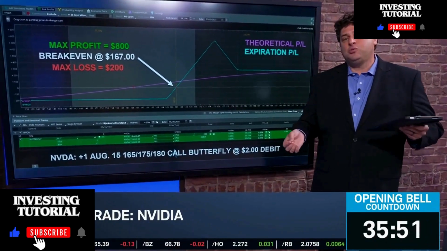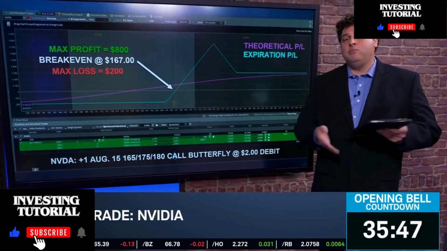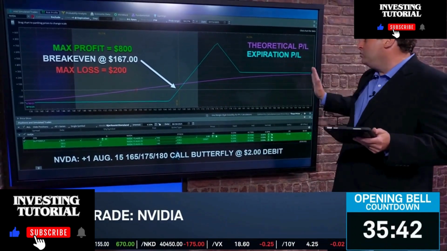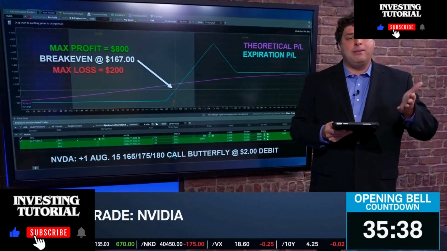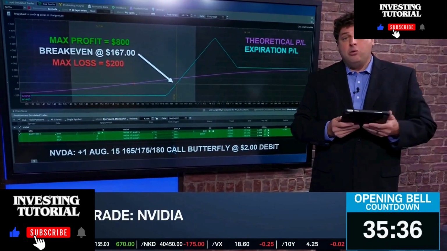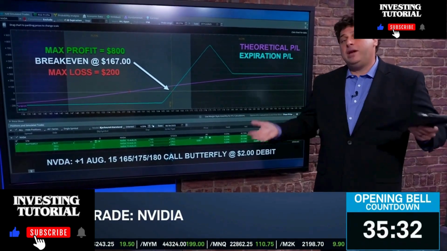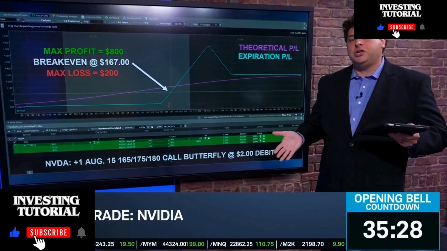The advantage of this one over the conventional butterfly is if you do get a runaway upside move, such as these big tech stocks can do, we still have a level of profitability at the 180 level and above that point. A normal butterfly, you would start to lose money if it got above that point. The trade-off here is you pay more up front for that extra level of security.